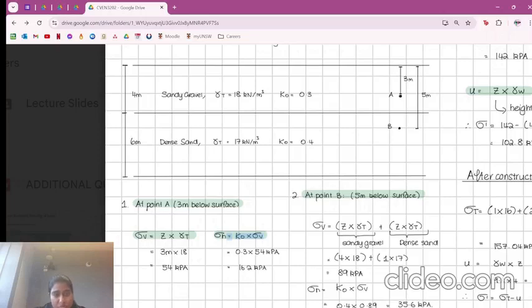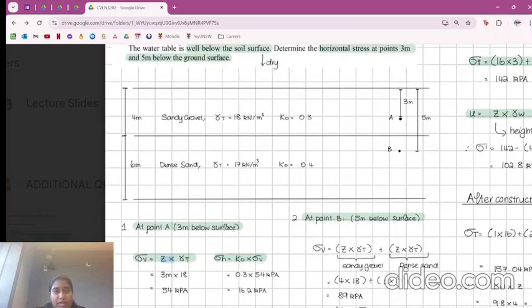Sigma V is just representative of your vertical stress. Z is your elevation, which in this case is 3 meters. And because your dimension has not exceeded the second layer, you know that your unit weight is just going to be 18, which is the sandy gravel unit weight. So you multiply those and you get a vertical stress of 54 kPa, after which you can then use that value to solve for your horizontal stress.